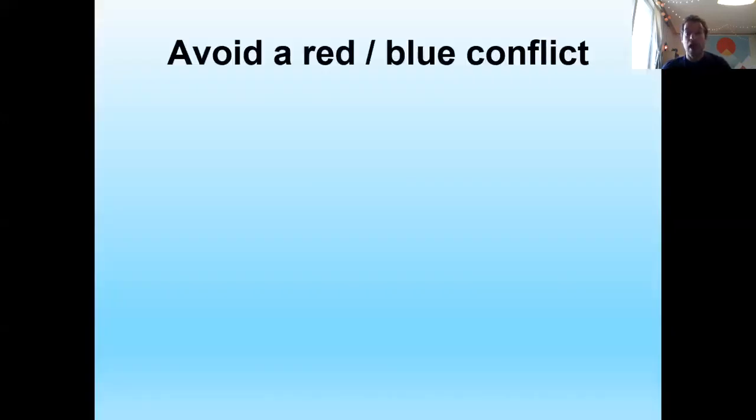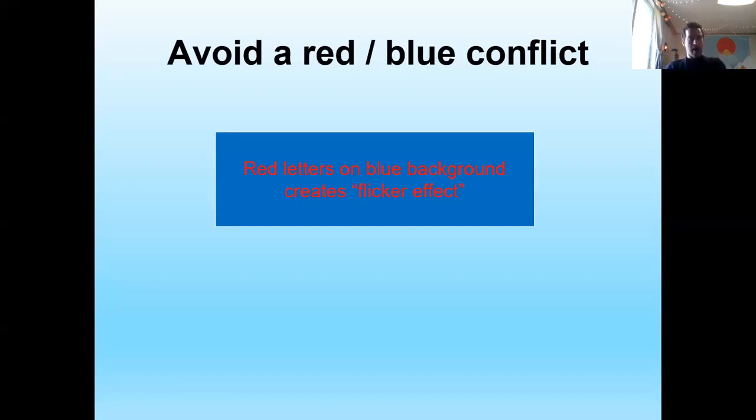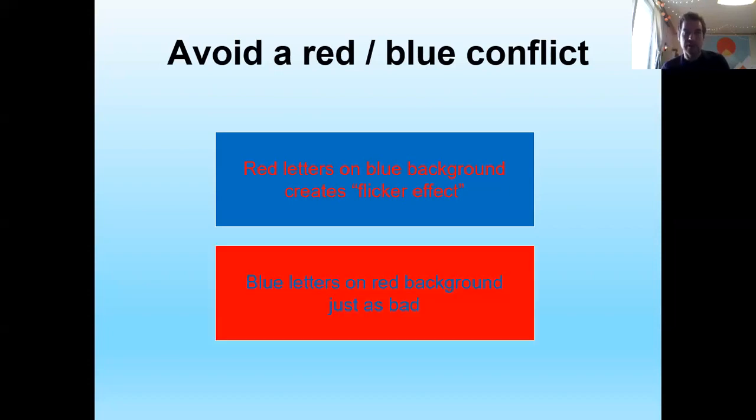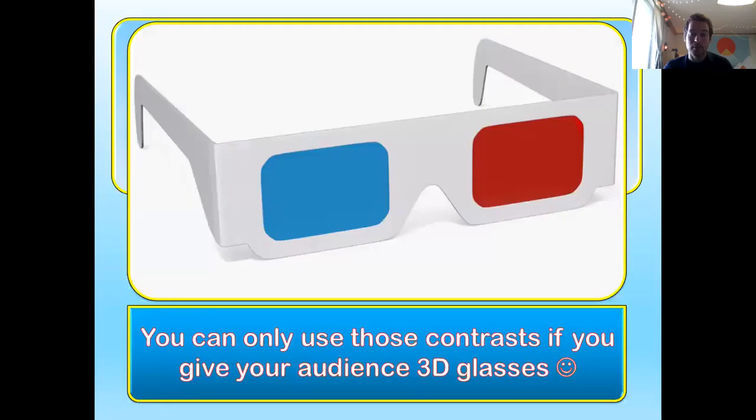How about which contrast should you avoid? Well, there's something called the red and blue conflict. Like a blue background with red letters. That's very hard to read and it's not easy on the eyes. It has a flicker effect. Similarly here, wow, that's really hard to read. If you use these contrasts, you must provide your audience 3D glasses. That's the only way it works. And that's a joke. So don't use red-blue contrast.